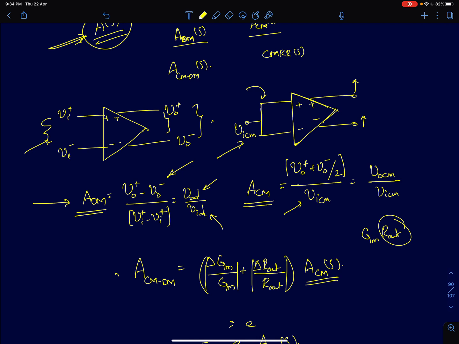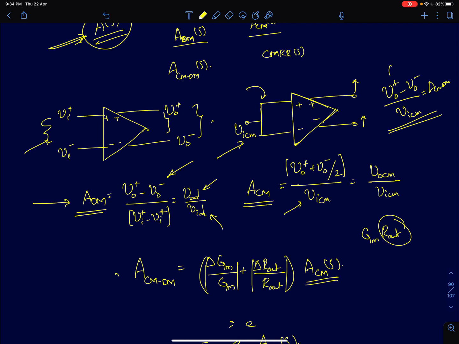So keeping that in mind, we can say ACM-DM will be 0. That's nothing but the change in the output. The output will be measured differentially, VO plus minus VO minus, divided by VICM. This we called ACMDM. So for a perfectly symmetric differential pair without any mismatches, ACMDM was exactly equal to 0.